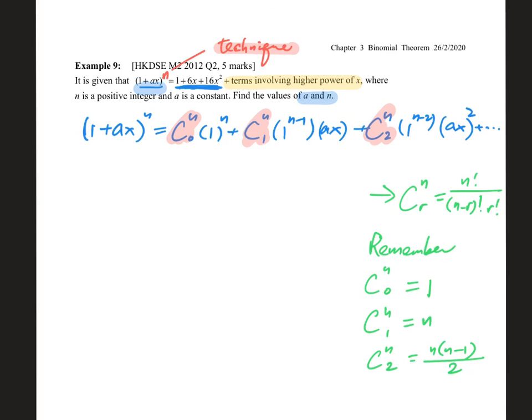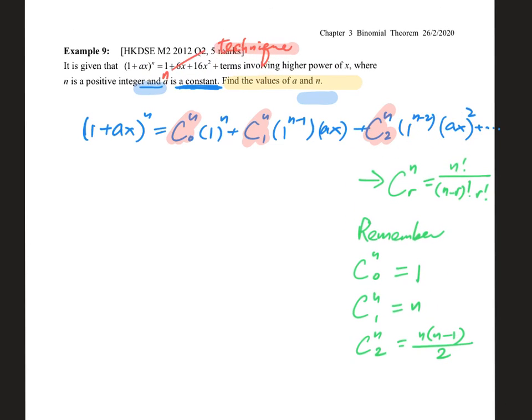If you want to have some more, when you have nC3, the principle is on top 3 terms: n, n minus 1, n minus 2. At the bottom is 3 numbers from 1, so you have 1, 2, 3, that means divided by 6. Similarly, you can have nC4: 4 terms on top, n, n minus 1, n minus 2, n minus 3, divided by 1, 2, 3, 4 at the bottom.